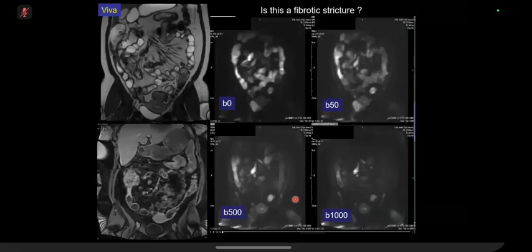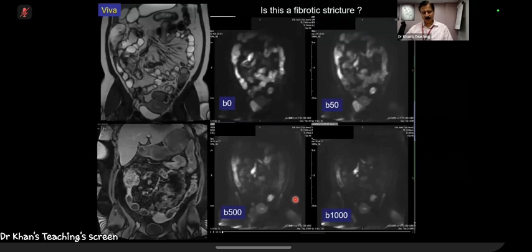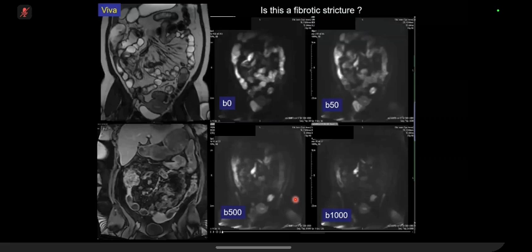Okay, this visible tract shows low signal intensity on T2. I couldn't see fair contrast enhancement, and it shows no restricted diffusion. So I think this is a fibrotic stricture.